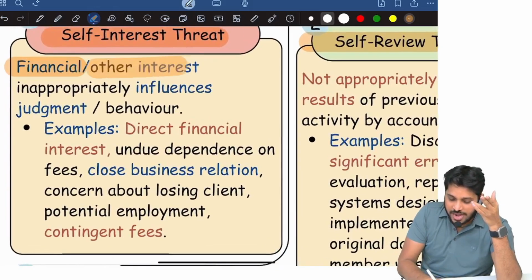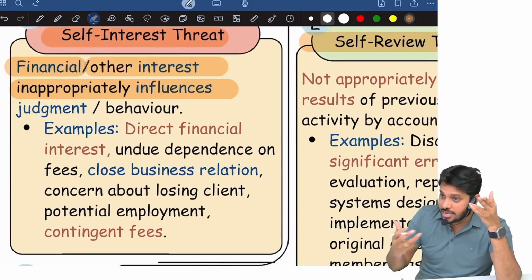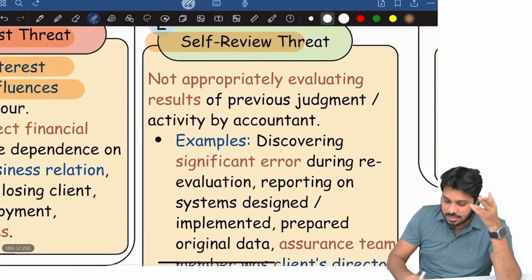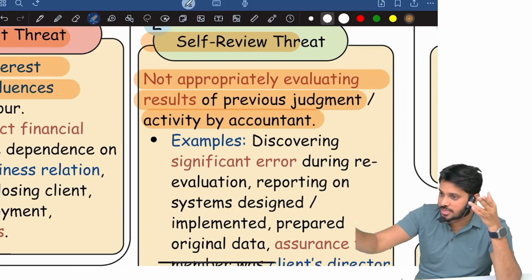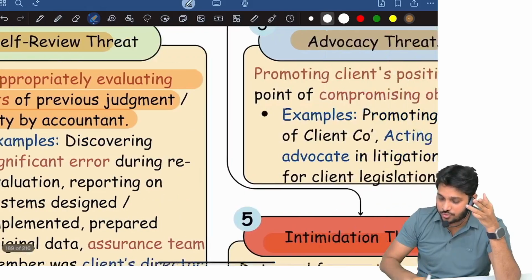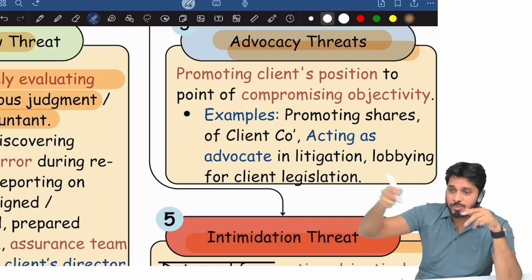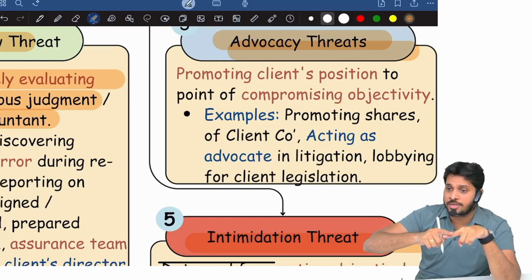Self-interest, because of financial and other interest that influences your judgment, is called self-interest threat. Self-review: earlier you worked on a particular assignment and now you are reviewing it. Self-review threat. Advocacy: that is why a director is prohibited for 2 years from becoming an auditor.